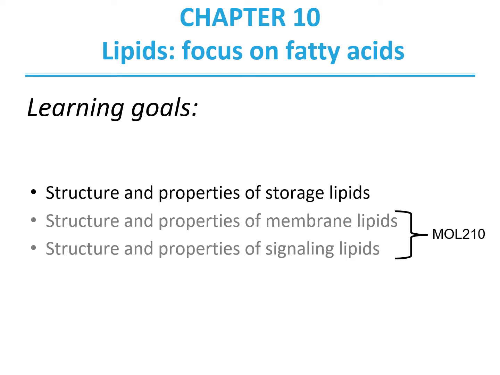We will focus on fatty acids, as I said, as they form an important storage of energy. But if you're interested in lipids in general and how they can be altered in disease, we have a course, MOL210, and we will look at the structure and properties of membrane lipids and the signaling in health and disease.